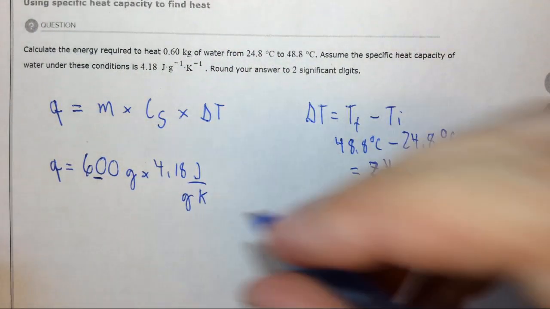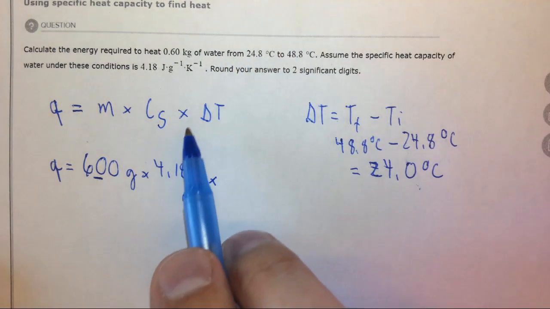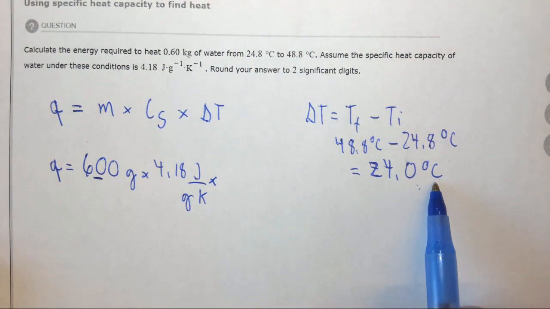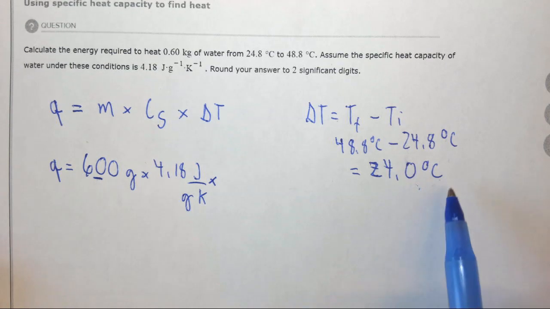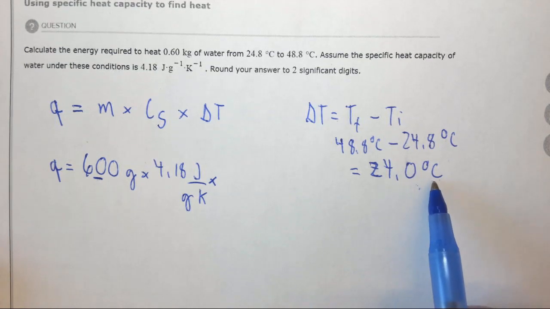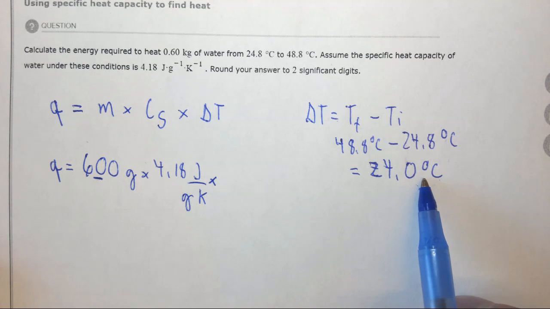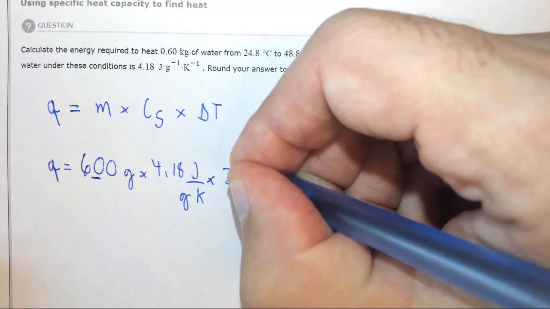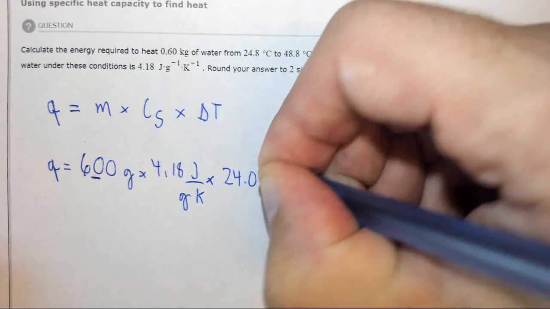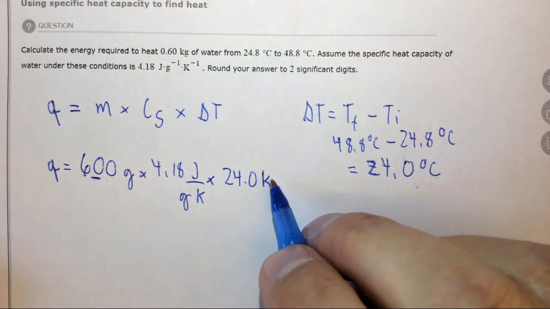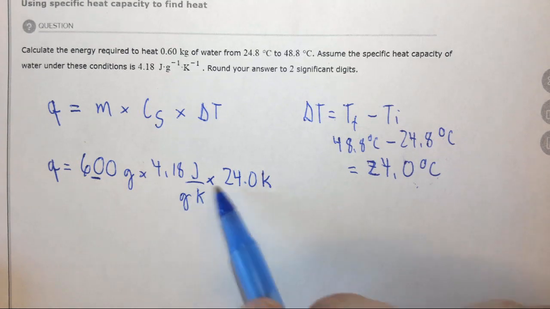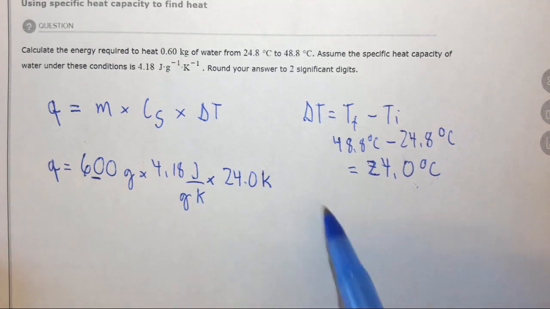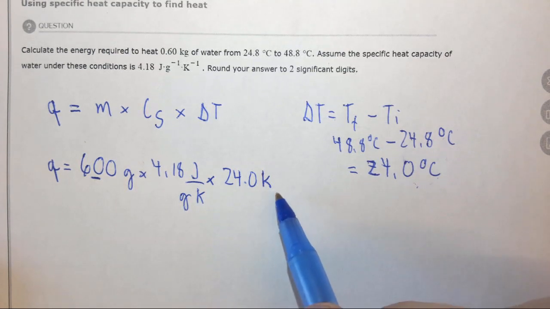And one thing we have to notice here when we go to delta T is, my delta T is in Celsius. However, as I explained in a previous video attached to this playlist, a change of 1 degree C and a change of 1 K are the same. So we can simply plug this in as 24.0 K. And if you accidentally wrote degree C here, it wouldn't technically be correct because the units wouldn't cancel out, but it wouldn't actually practically make a difference either.